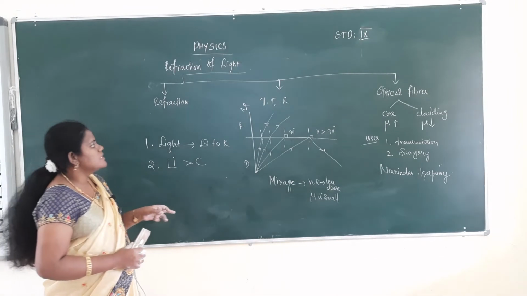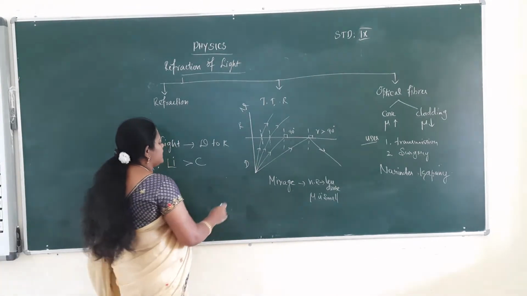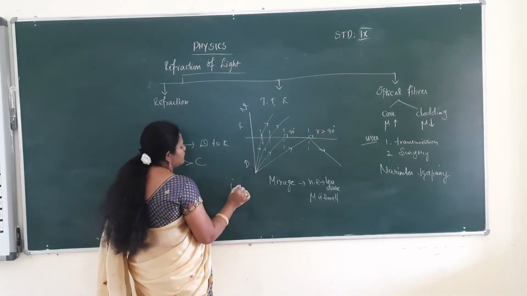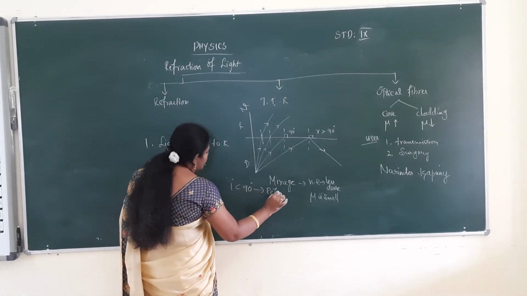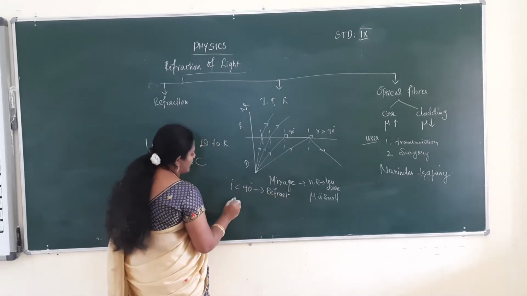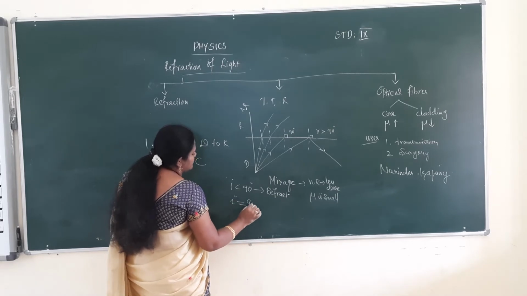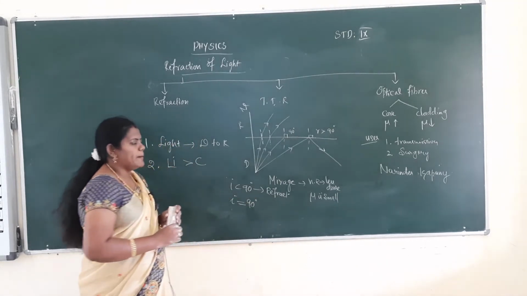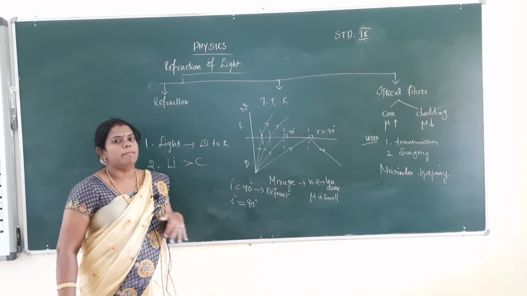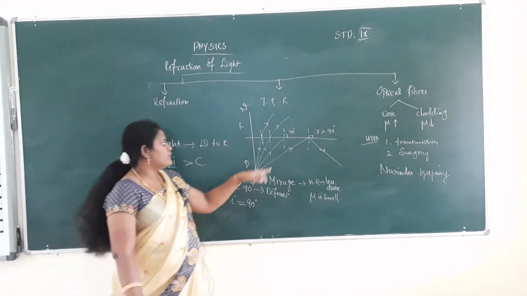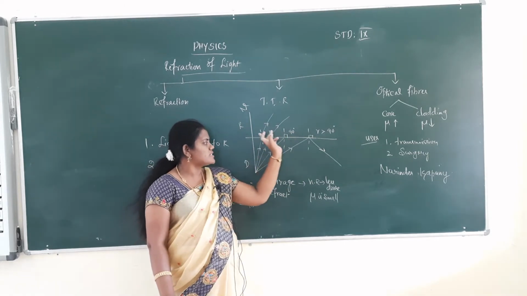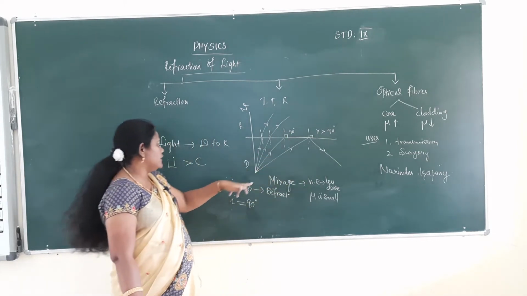Critical angle means the angle of incidence is less than 90. When it is less than 90, only refraction happens. Refraction only is done. When the angle is equal to 90, that is called the critical angle. At a particular angle, the ray is neither refracted nor reflected. If it just lies along that line without reflection or refraction, that is called the critical angle.